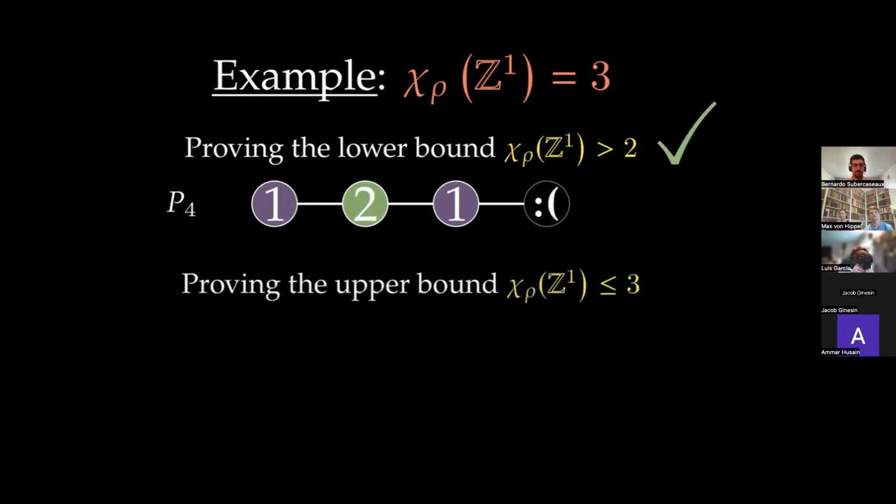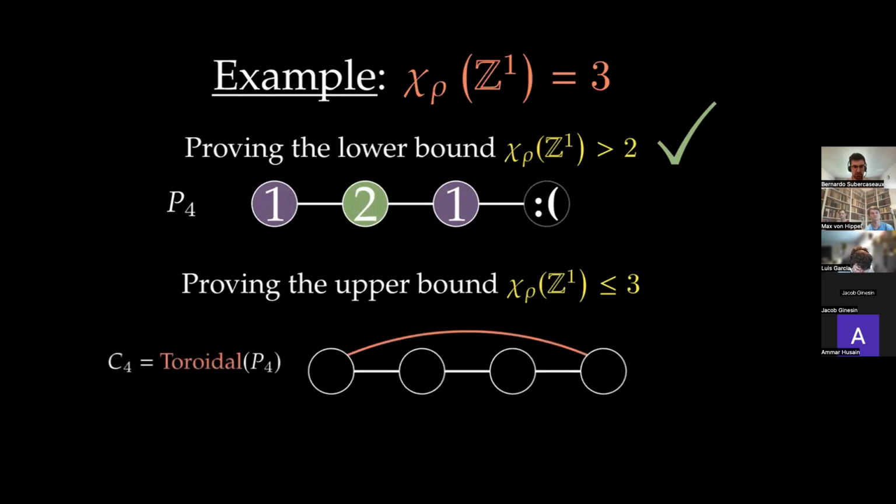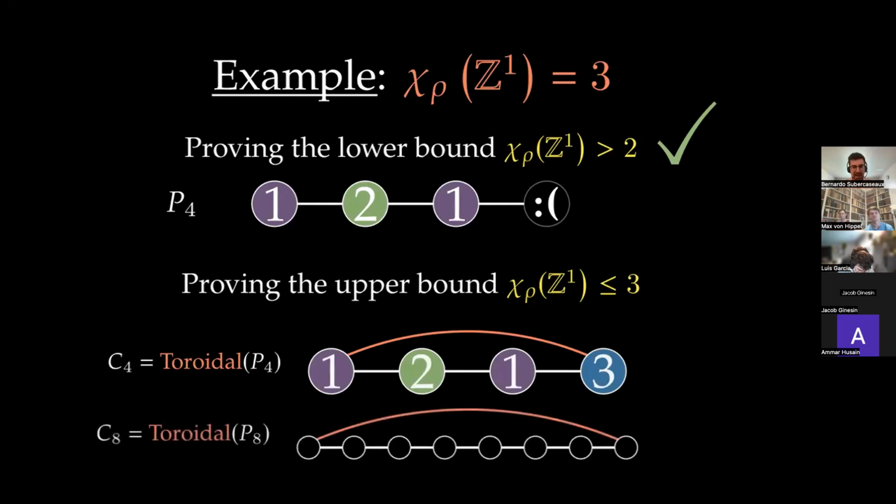To prove the upper bound, meaning that 3 colors is enough, a way you can do this with a computer is by adding these toroidal edges. So you're closing this path into a cycle to represent the fact that you will extend its coloring periodically. Notice that the packing coloring here, 1, 2, 1, 3, works even when I add this extra edge between the first and the last vertex. And that implies that I can do one step of unrolling my coloring like so.